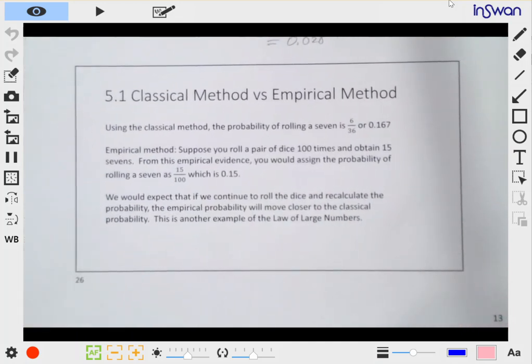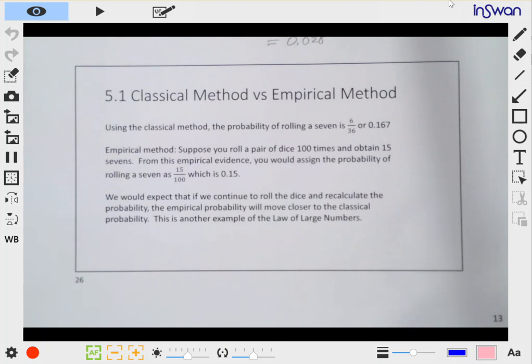So using the classical method, the probability of rolling a 7 is 167 thousandths. Now let's look at the empirical method. Suppose you roll a pair of dice 100 times. So notice you're doing something. You're basically performing an experiment. You do it 100 times and obtain 15 sevens.